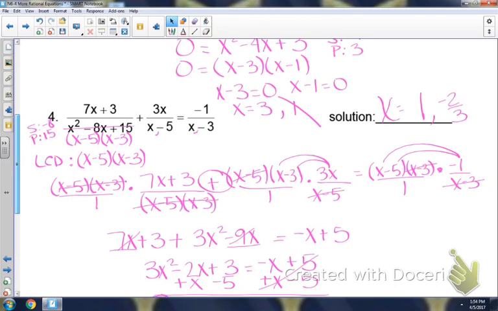Okay, so solving a rational equation, you're trying to get rid of the fractions. So in order to do that, you are finding the LCD of all the denominators at the beginning and then multiplying everything by your LCD to get rid of those fractions.